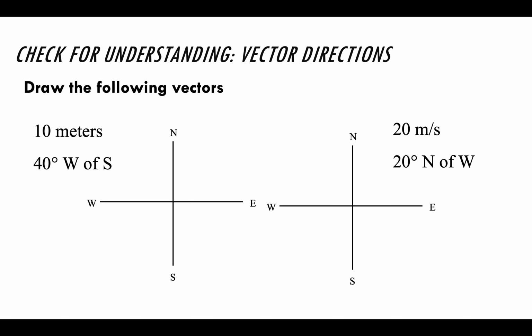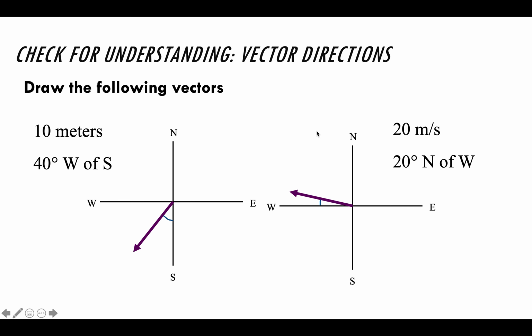All right. Let's do another check for understanding for vector directions. We're going to draw these vectors out. We have 10 meters at 40 degrees west of south. So we want to touch the south axis. We want to be west of it, to the left of it, by 40 degrees. So that would look like this. For this one over here, 20 meters per second going at 20 degrees north of west. The axis we want to touch is the west axis. And we want to be north of it, or above it, by 20 degrees. So it's going to be right here.